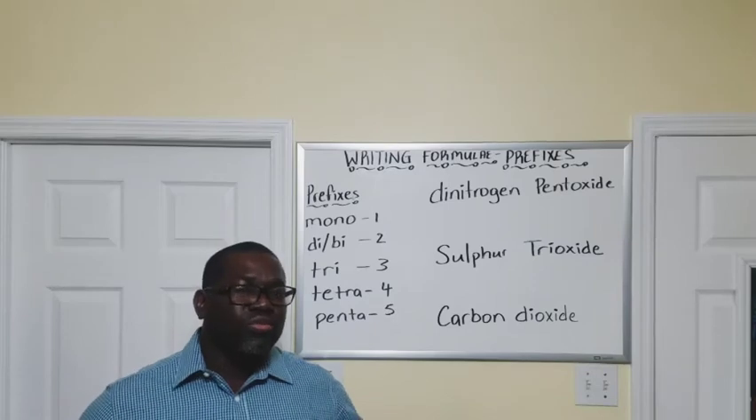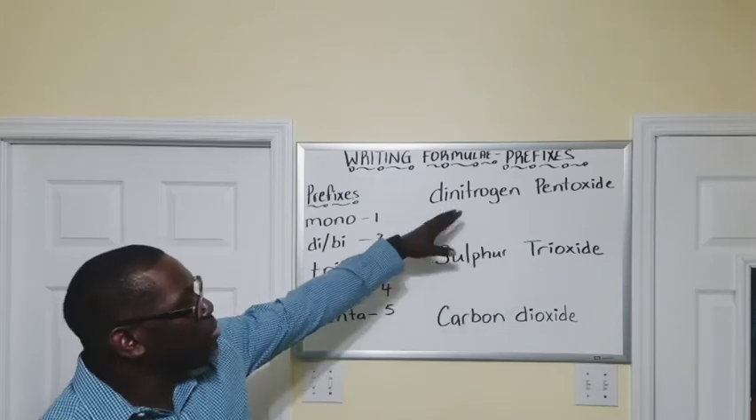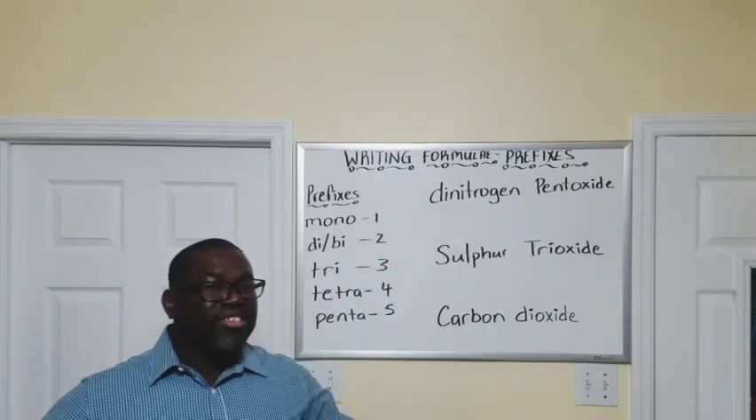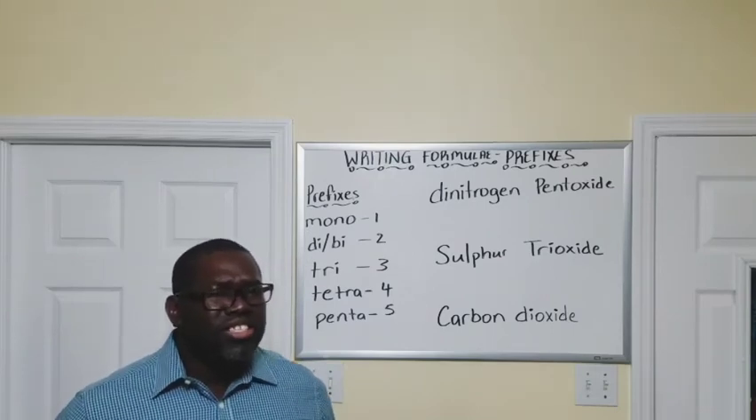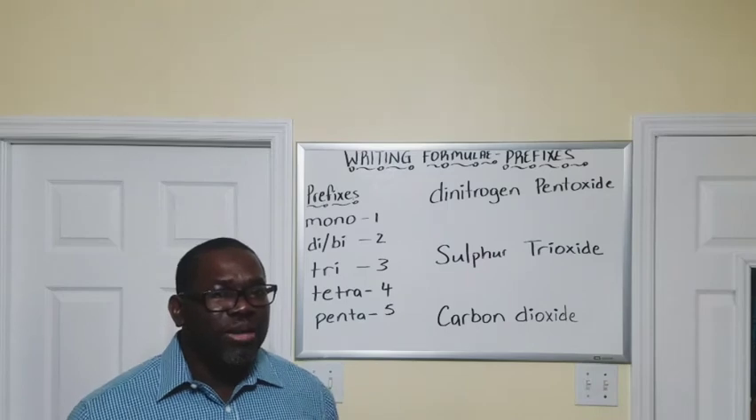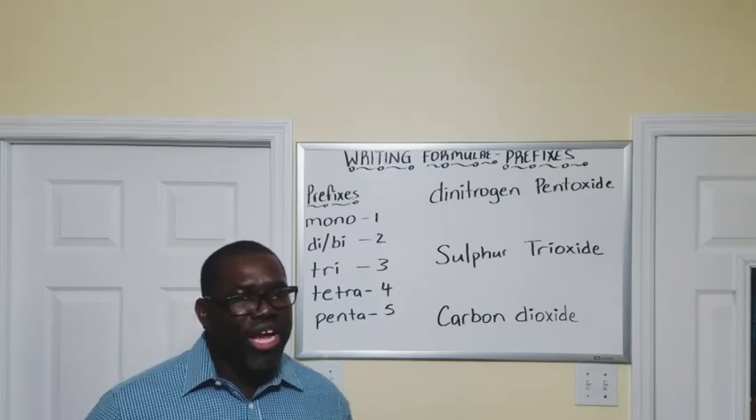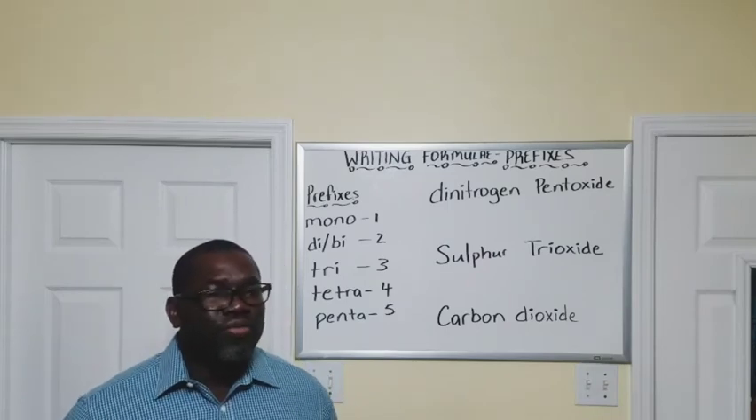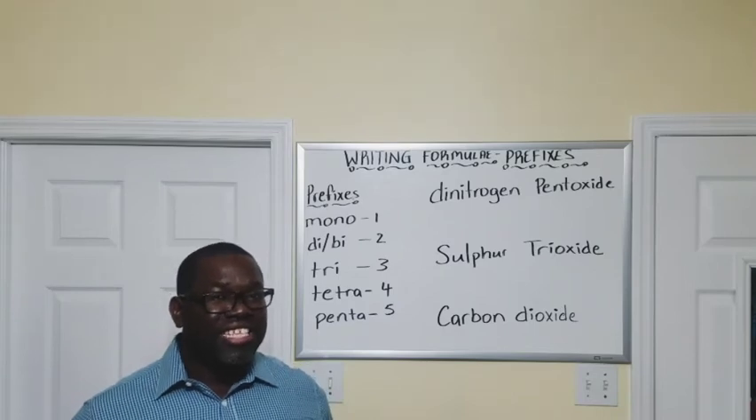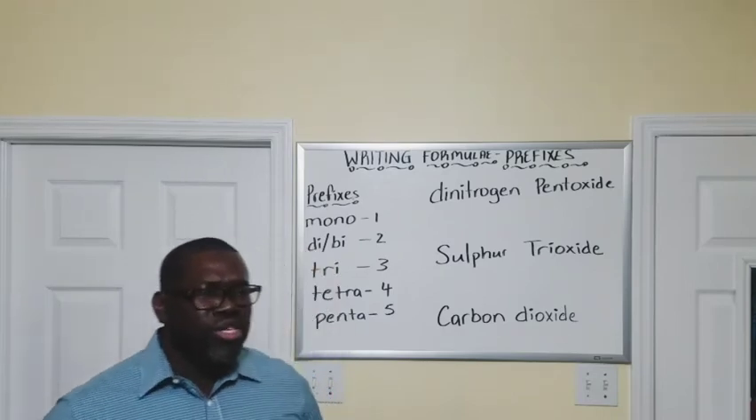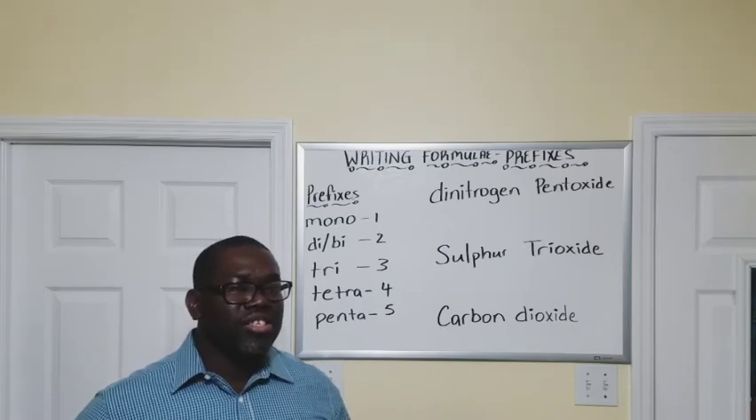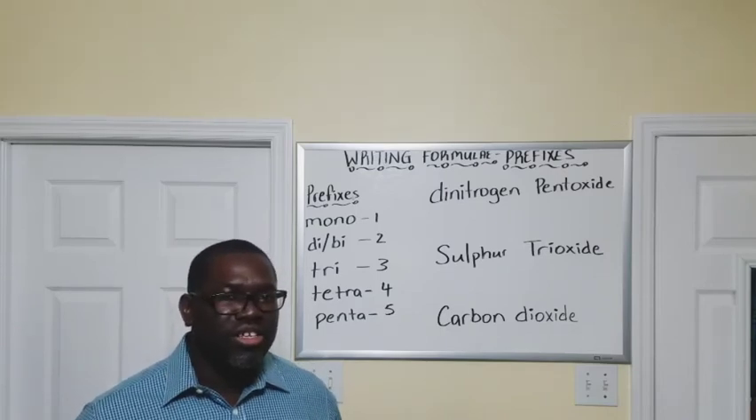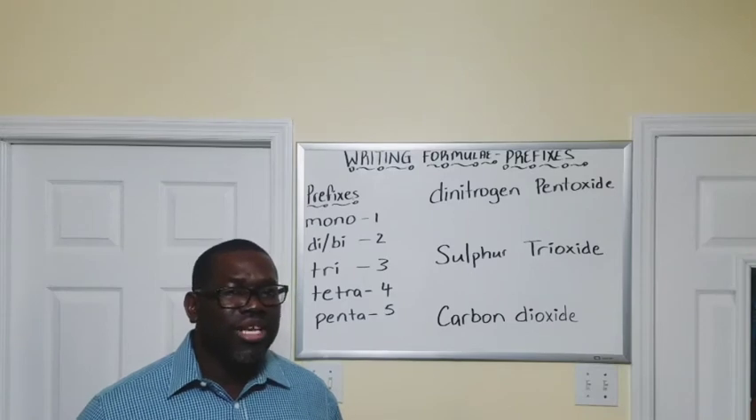So here you have a compound, dinitrogen pentoxide. You see it first and you're like, oh my god, what on earth is that? But it's nothing too bad. Now I'm going to show you how you can simply write the formula of something like that. The first thing you need to do is identify the elements present. Dinitrogen pentoxide tells you that it's coming from nitrogen and oxygen. So once you have identified the elements, write those down.